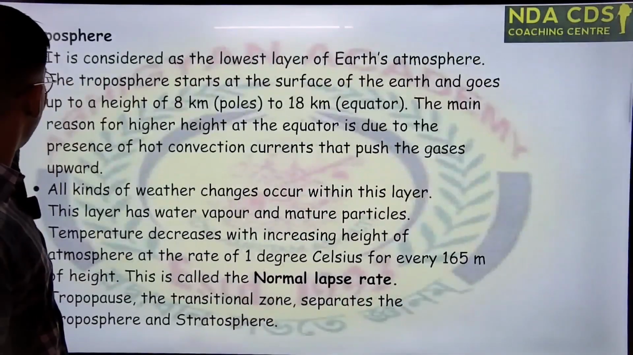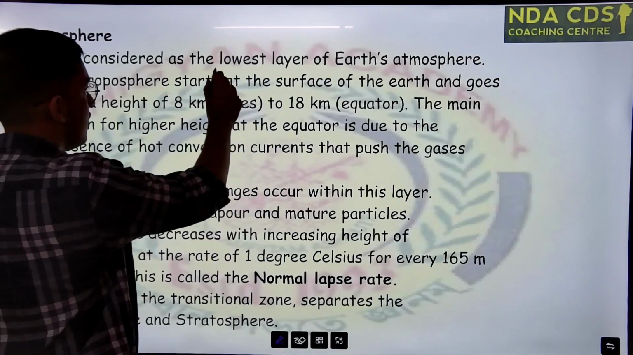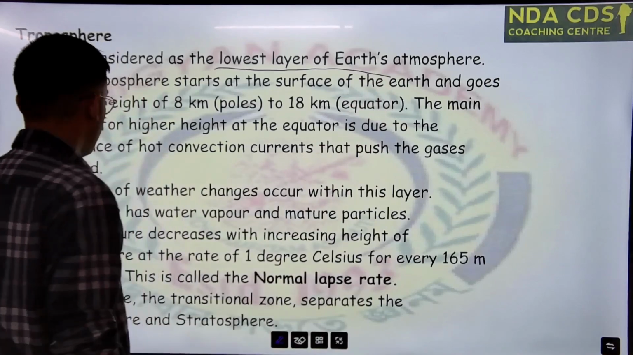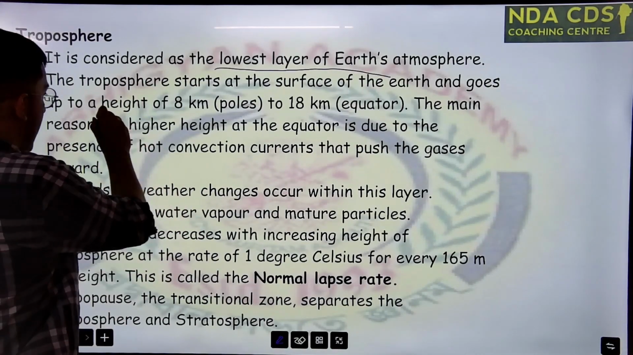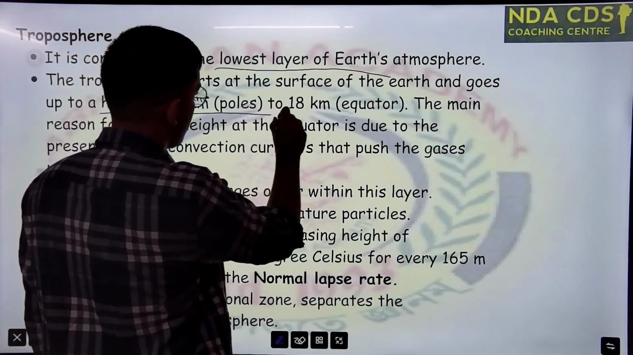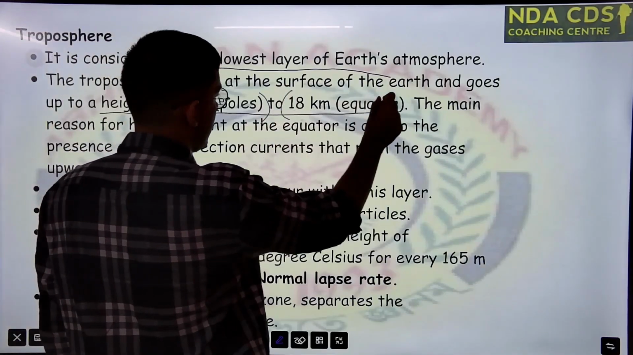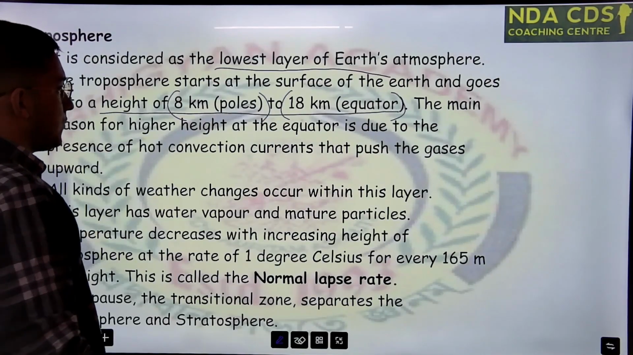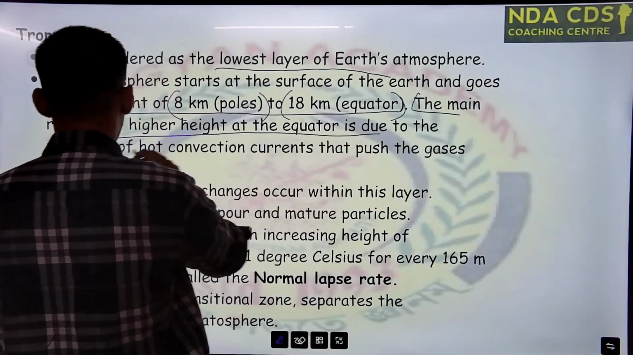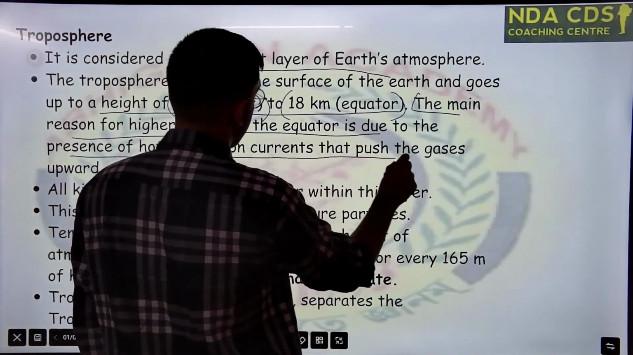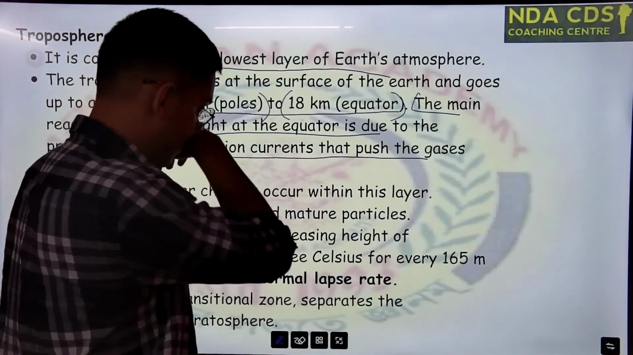Now coming to the troposphere. The first one we have, the troposphere, is the lowest layer of the Earth's atmosphere. We are all aware of it. Then this is very important, the height. The height is 8 kilometers to 18 kilometers: 8 kilometers at the poles and 18 kilometers at the equator. Then why so? We know the main reason for it being higher at the equator is because of the presence of hot convection currents. So we know hot currents move up and cold currents move down.